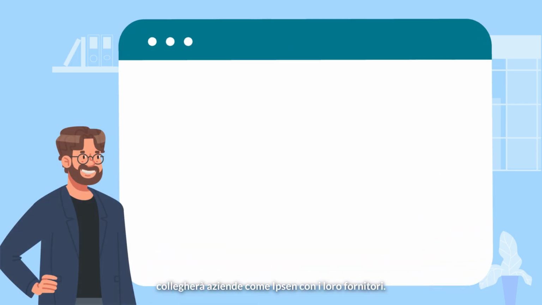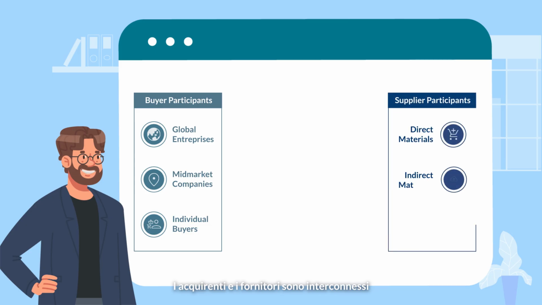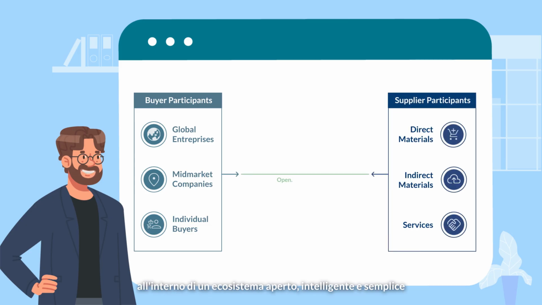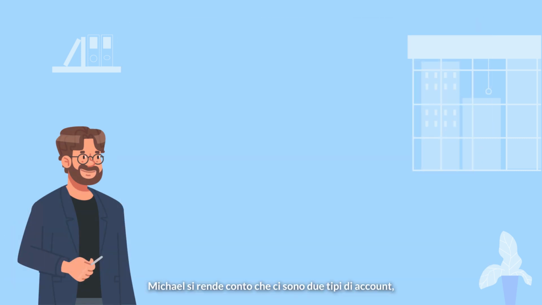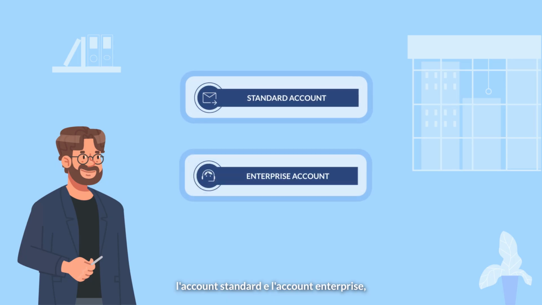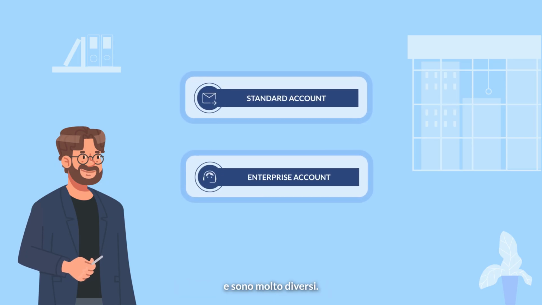Ipsen with their suppliers. Buyer participants and supplier participants are interconnected within an open, smart, and simple ecosystem through SAP Business Network. Michael realizes that there are two types of accounts, the standard account and the enterprise account, and they are very different.